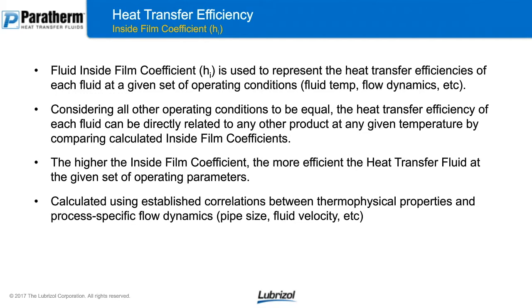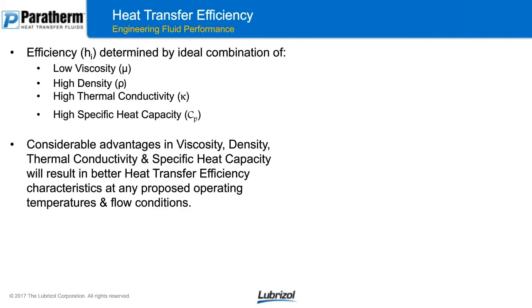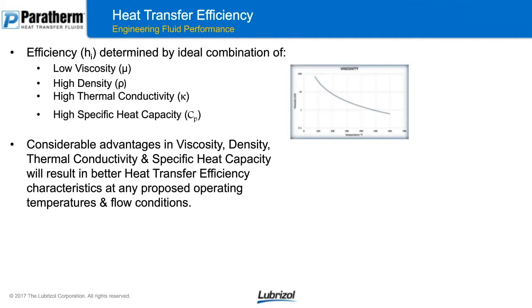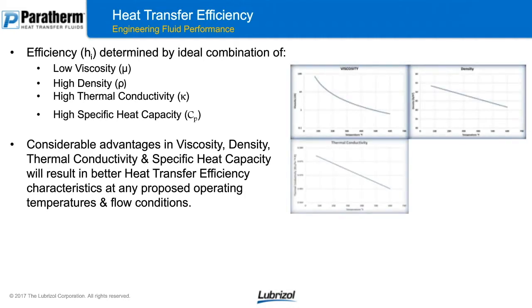So getting into that a little bit more, efficiency measured by your heat transfer, or your inside film coefficient, is going to be determined by an ideal combination of four main thermophysical properties. And obviously by thermophysical, I mean properties that are dependent on temperature, that change along the temperature scale. You want an ideal combination of low viscosity, high density, high thermal conductivity, and high specific heat capacity.